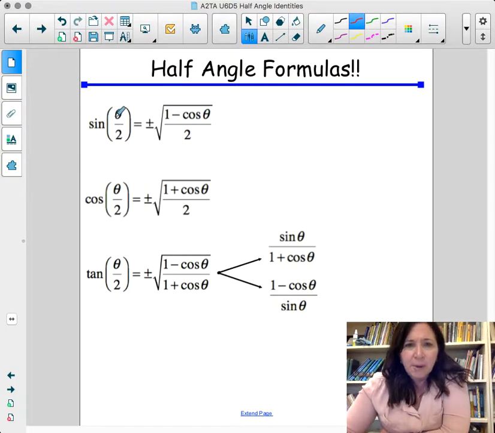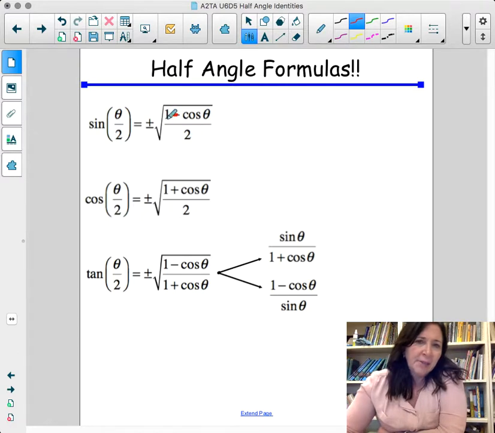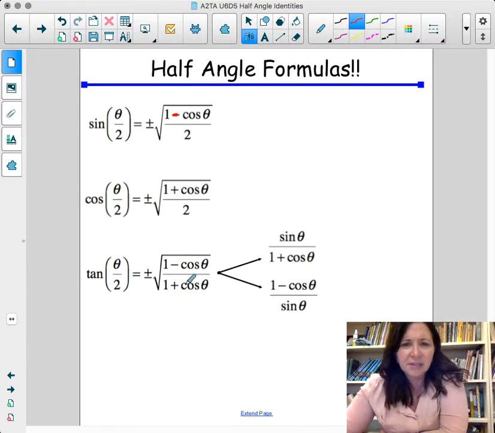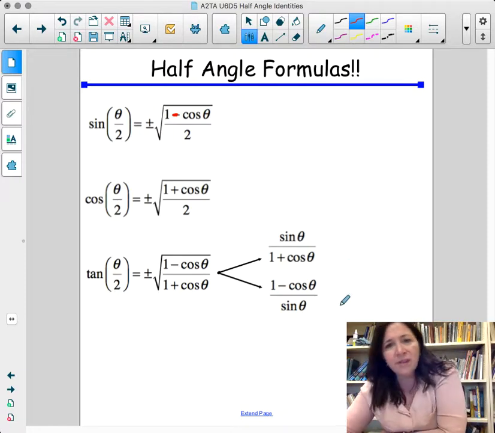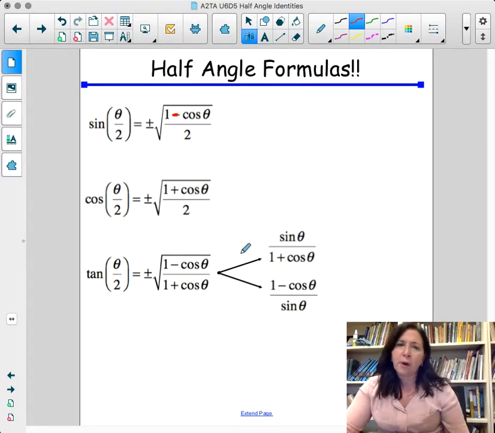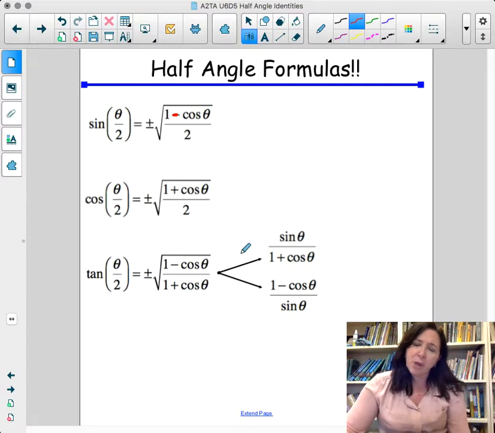So try to remember for sine it's plus or minus up here, and then you have 1 minus cosine of theta over 2. Cosine is plus. Tangent is this, which is minus over plus, or it could be any one of these. So you've got all of these formulas that you can use for your half angle formulas, okay?